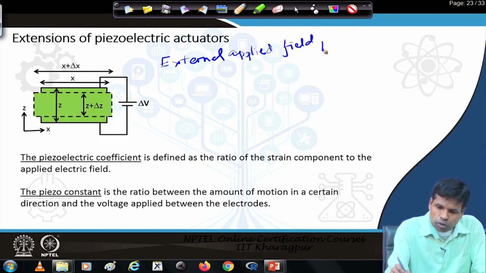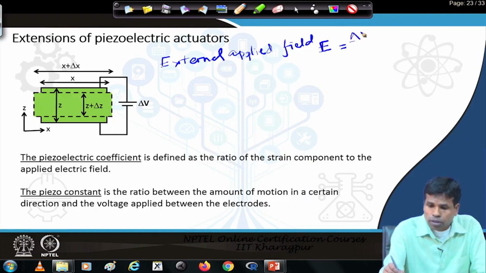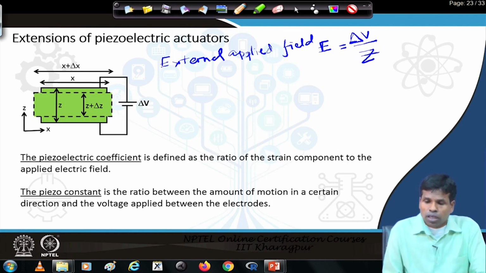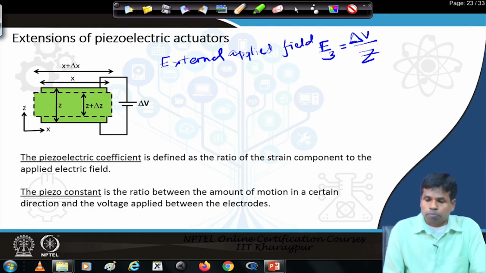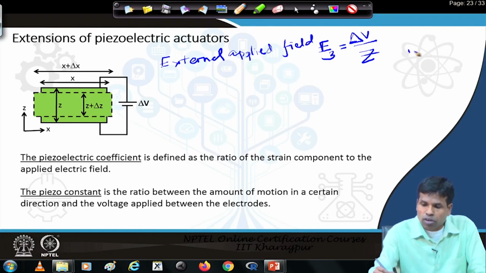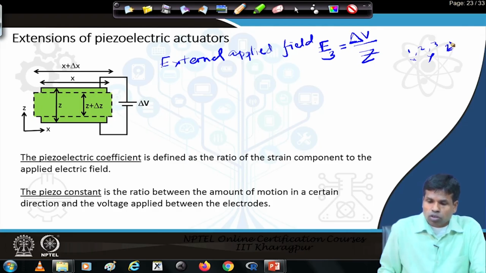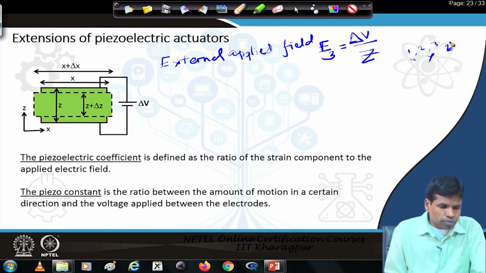We can write E is equal to del V by Z. Here, as the field or voltage is applied in the Z direction, we can write 3. So, 1, 2, 3 are normally labeled for the directions x, y, z. So, here the external applied field is equal to del V by Z.